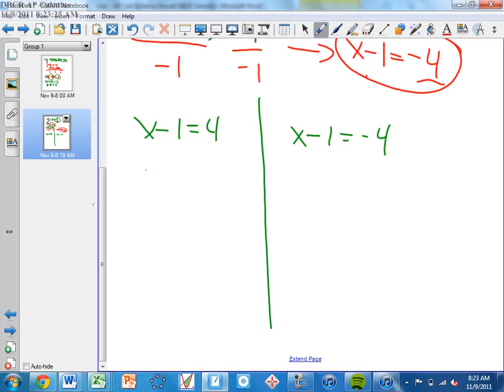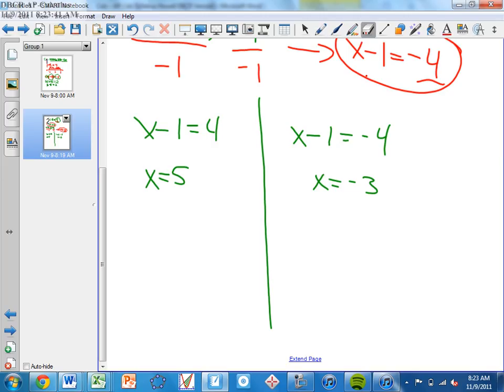Here, what do you get? And here? Brandon, what was the answer you picked in the beginning? Negative 3. Well, there it is. Where does it come from, these equations? What's the other answer? 5. Let's go back and check.